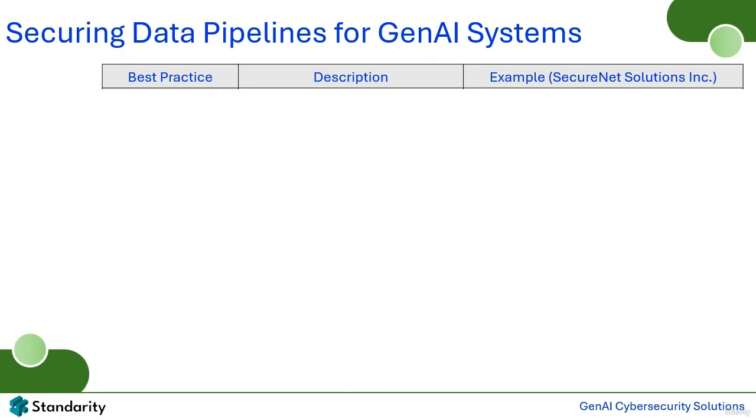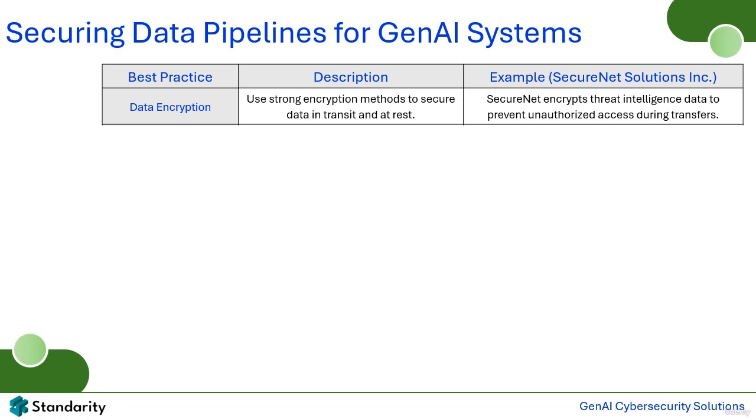Securing data pipelines for generative AI, GenAI, systems requires adhering to best practices to ensure data integrity and confidentiality. Data encryption is a fundamental step, where robust encryption methods are applied to secure data both in transit and at rest. For example, SecureNet Solutions Incorporated encrypts its threat intelligence data, preventing unauthorized access during transfers and storage. This safeguards sensitive information from being intercepted or leaked.